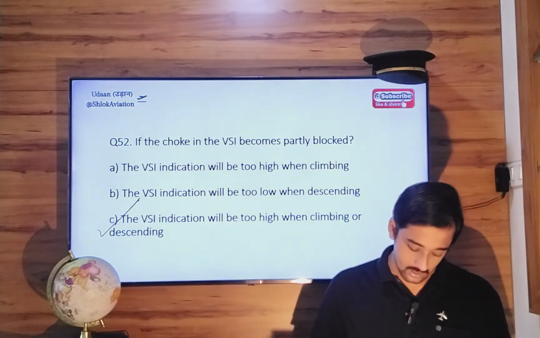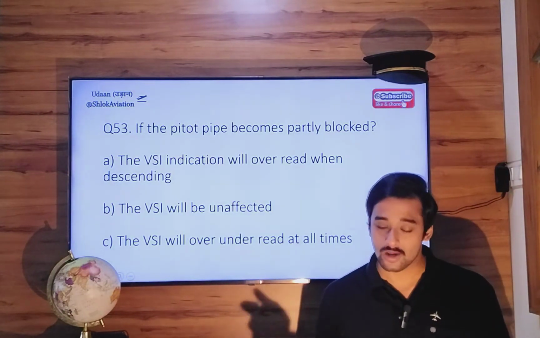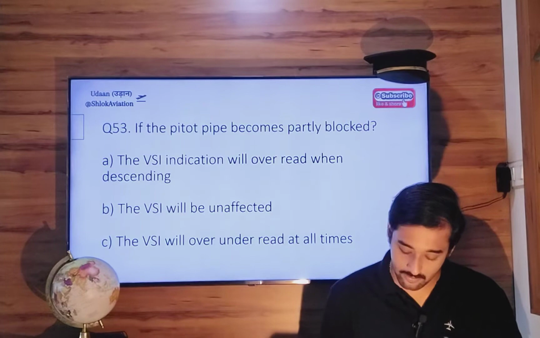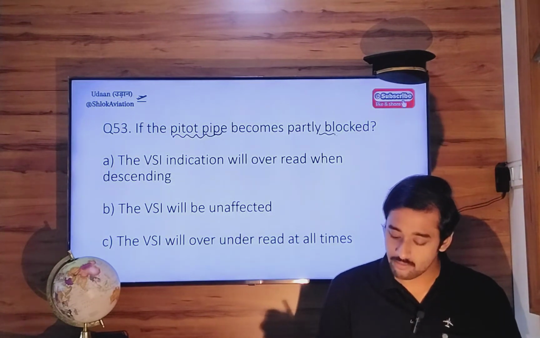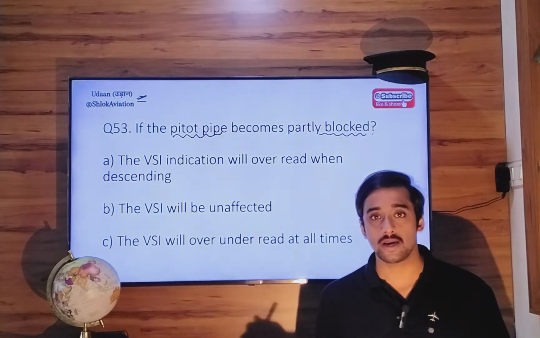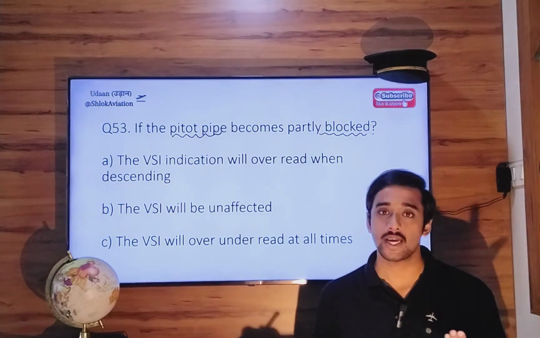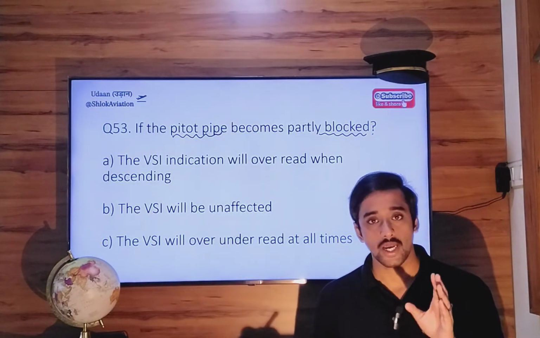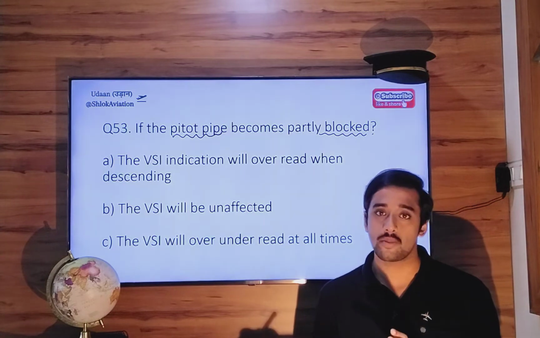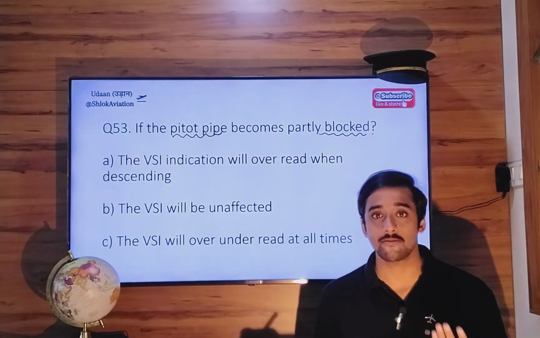Okay, next. If the pitot pipe becomes partly blocked. Now here they are talking about pitot pipe. Read the question carefully. Pitot pipe becoming blocked. So when the pitot pipe becomes blocked, it affects only and only one instrument, which is your ASI indicator, airspeed indicator. The other two pressure instruments, vertical speed indicator and altimeter, work solely on static pressure, that is static ports.